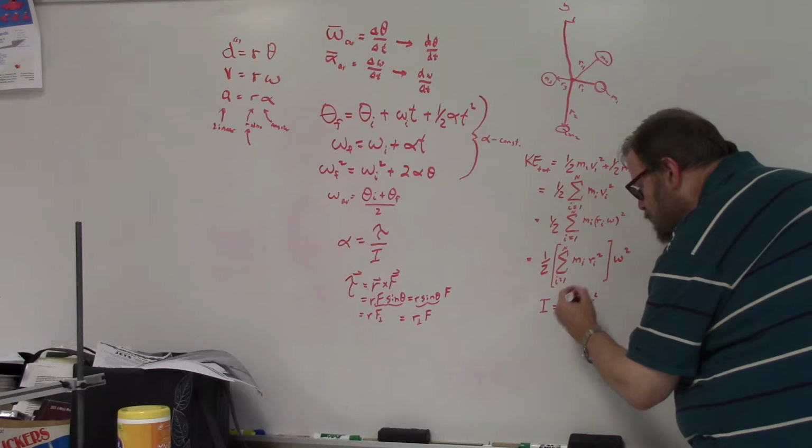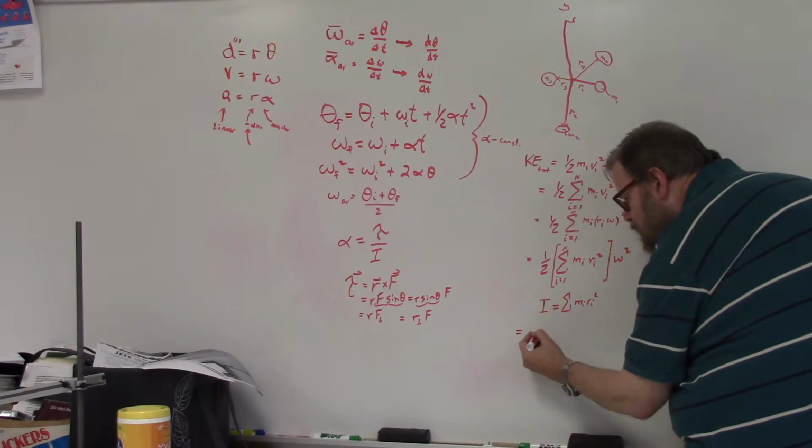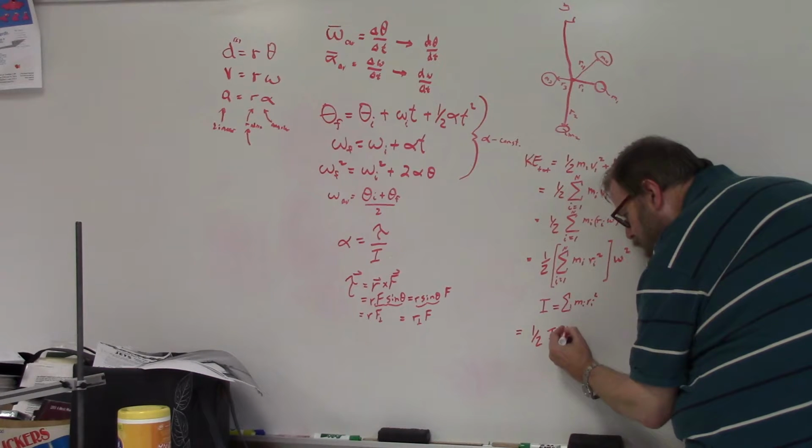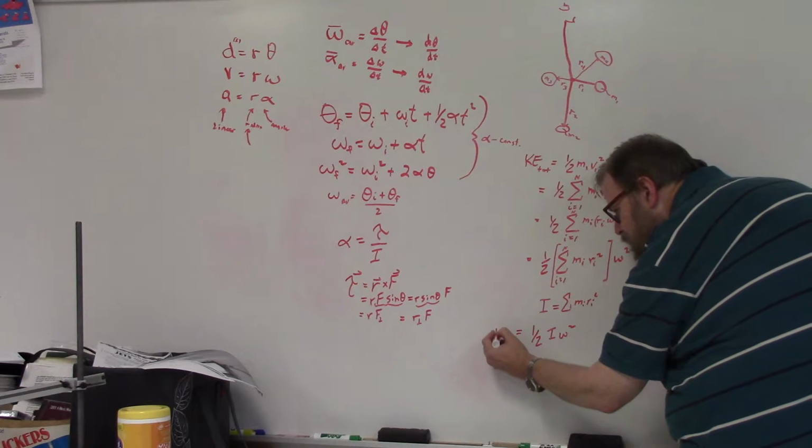So what we write is rotational kinetic energy is 1/2 I omega squared. Rotational kinetic energy. Yeah, that's KE rotational.